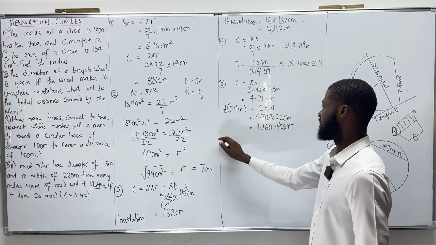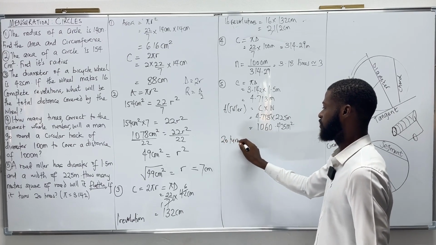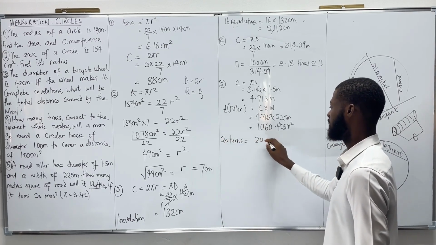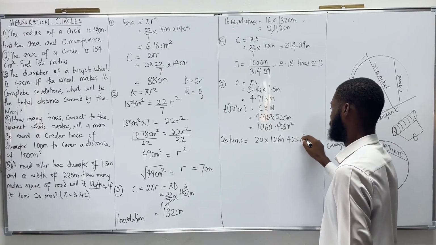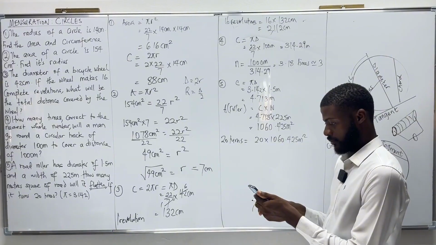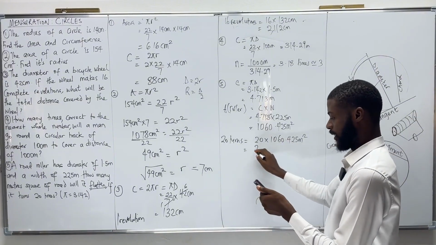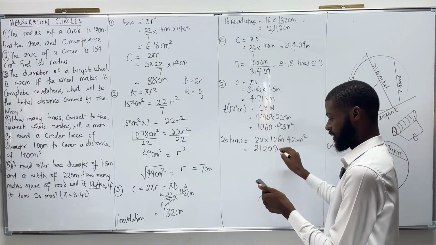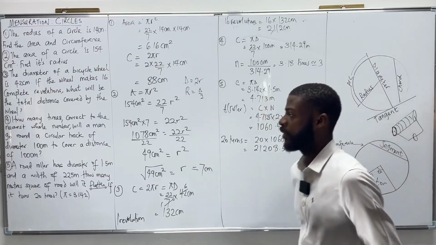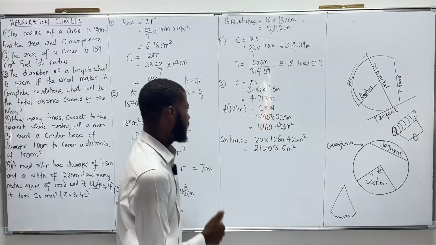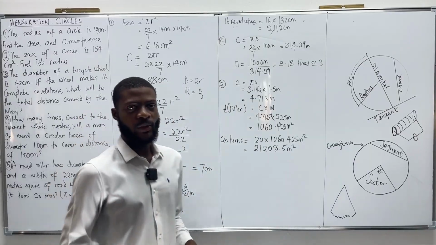So if it turns 20 times, it will then be 20 times 1060.425 meters squared. So this will be 21208.5 meters squared. All right. So you can see how this problem can be solved.